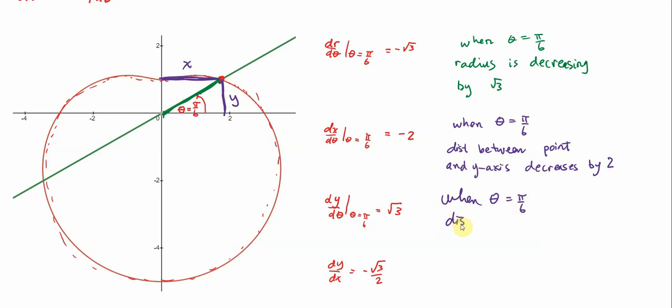So the distance between the point on the curve and the x-axis increases at a rate of root 3 over 2. Again, we don't have any units here, but it would be something like feet per radian, because it's changing relative to the angle of rotation.